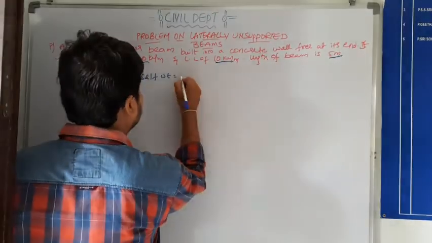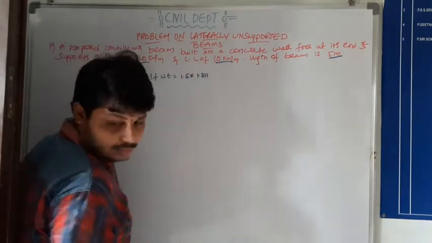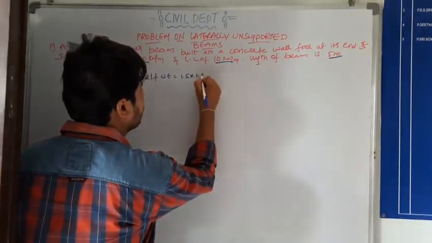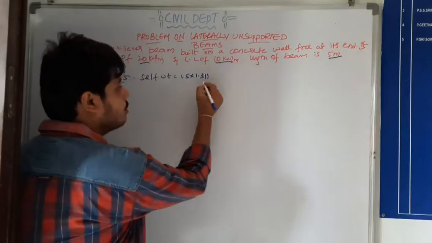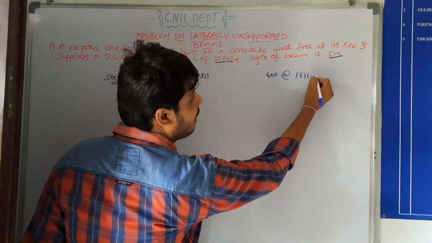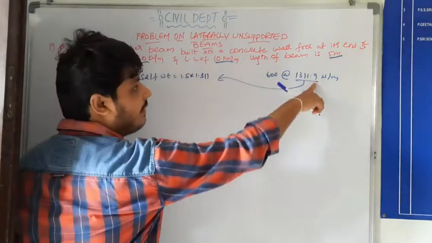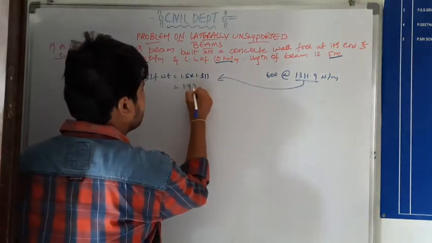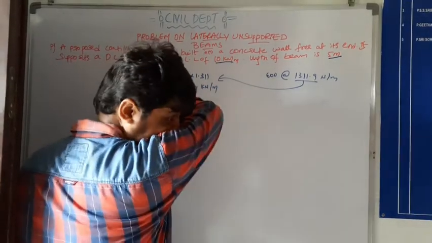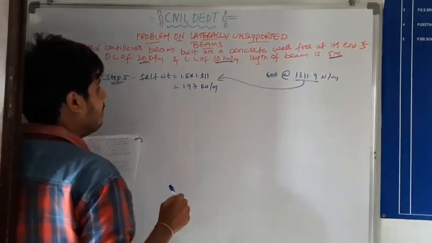So self weight is equal to 1.5 into 1.311. How do we get this value? 600 at the rate of 1311.9 Newton per mm. This is the value which you have taken. So this comes to 1.97 kilonewton per meter. This is the value in newtons, and I have converted it into kilonewtons. So 1.97 kilonewton per meter.